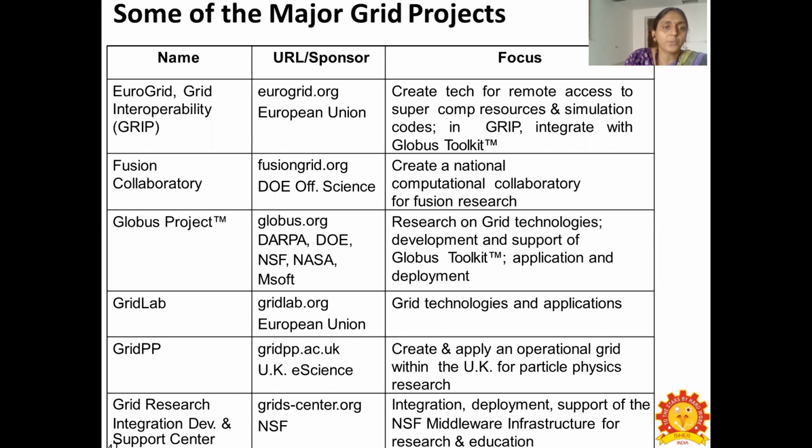And the second grid computing project is Fusion Collaboratory, which has the sponsor DOE Office of Science, and which focuses on creating a national computational collaboratory for fusion research. And the third project is the Globus project, and here DARPA, DOE, NSF, NASA, and Microsoft are the sponsors. And this Globus project focuses mainly on grid technology related research, development and support of the Globus toolkit, and application and deployment.